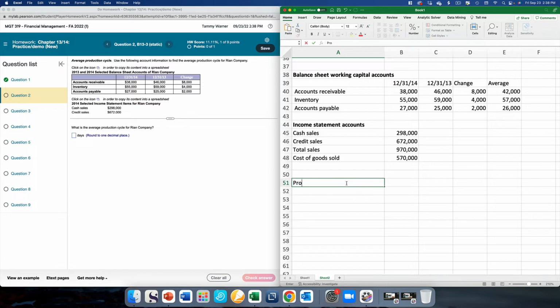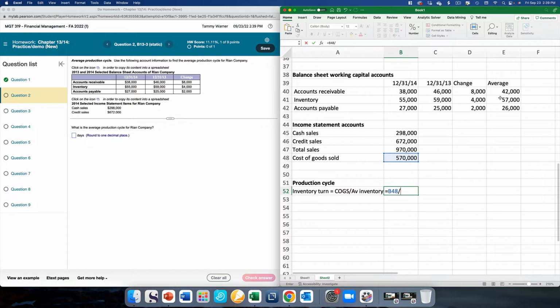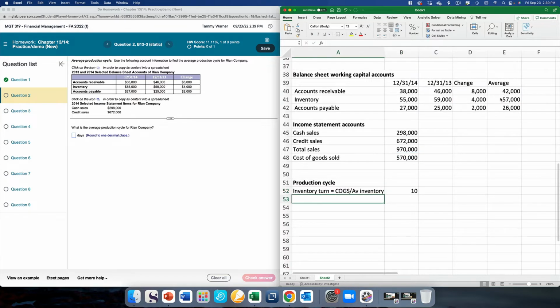And now, right, we just remember that formula. Our production cycle is made up of inventory turn, right? So first, there's 2 steps to calculating the production cycle. First, you calculate inventory turn, which is cost of goods sold over the average inventory. All right, so there's our cost of goods sold there. Average inventory of 57. Okay, what that tells us is that we run through our inventory 10 times a year.